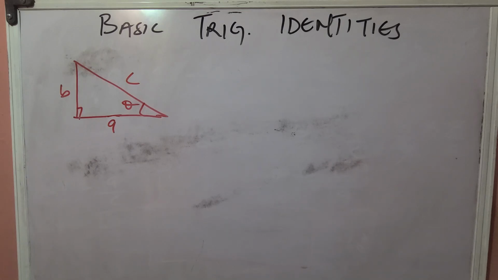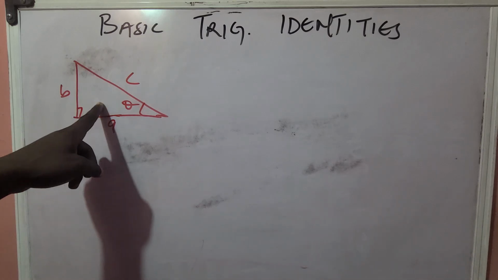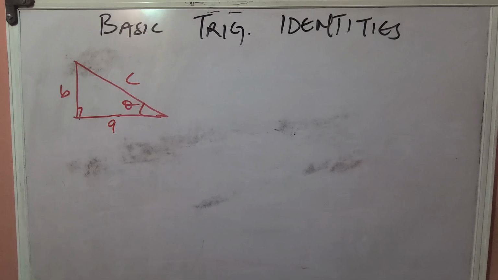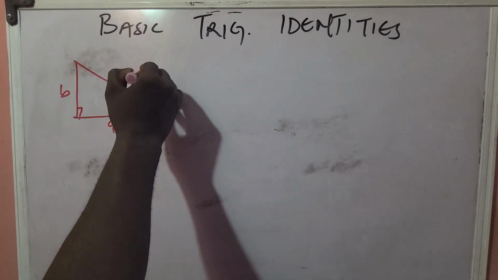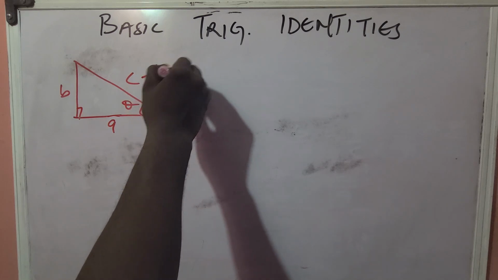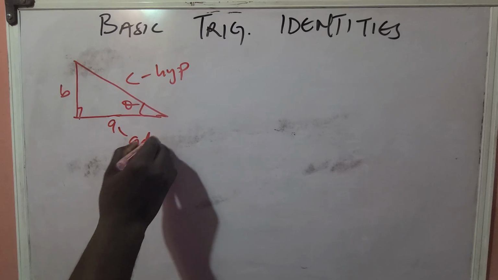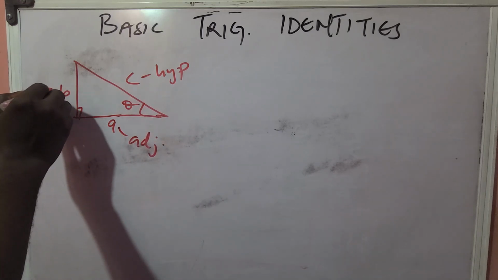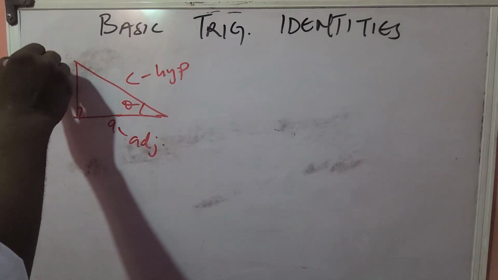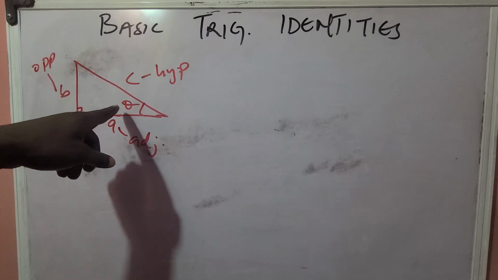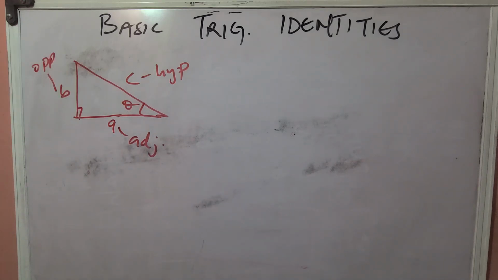Now, let's look at this right angle triangle with sides A, B, C. From here, I'm sure we can recognize that the C represents the hypotenuse, the A represents the adjacent, and the B represents the opposite, which is the side opposite the angle. And of course, we are dealing with the angle theta right here.